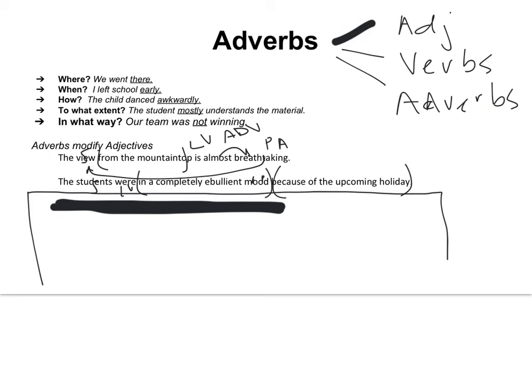Here's my object of the preposition. Ebullient is modifying mood, and that is an adjective. And then we've got completely is modifying ebullient, which is an adjective. So that makes this an adverb that's modifying an adjective. It has the telltale sign of ending in an ly.